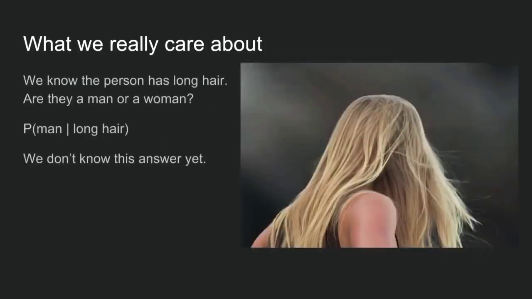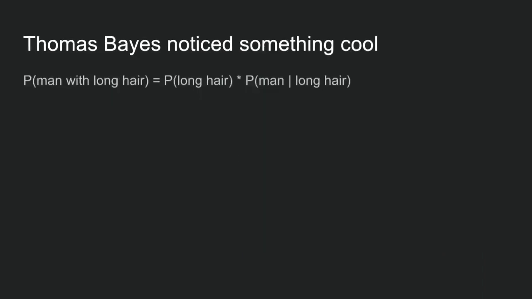Now, this last concept finishes our foundation. We can get to what we really care about. We know that this person has long hair. What's the probability that they are a man or a woman? This is a conditional probability, but it's the reverse of the one that we know. And we don't know how to answer this yet.